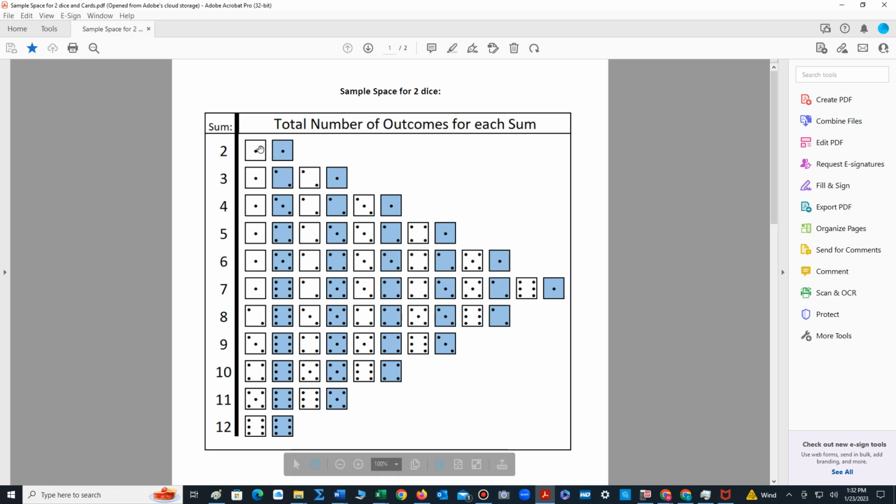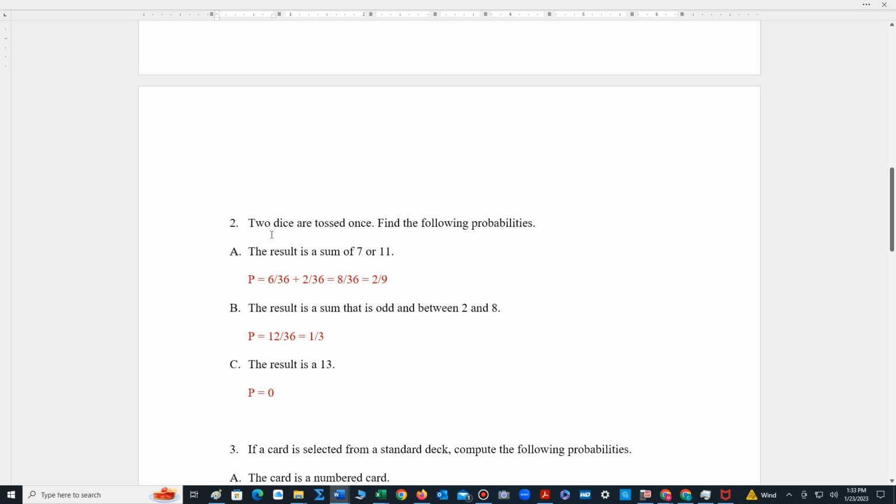So we have to treat each pair of dice as an outcome. So the white and blue is one outcome. So to get a sum of 2, there's only one chance of that happening. And then if you count up all the pairs, you'll see that the total number of pairs is 36. So let's go ahead and answer part A. It says we want to know what's the chance if we toss 2 dice the result is a sum of 7 or 11.